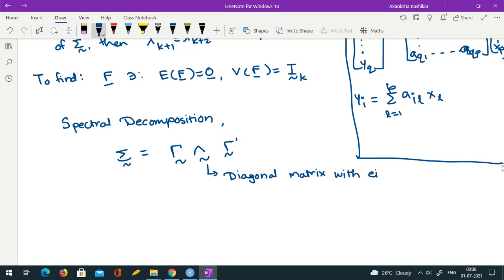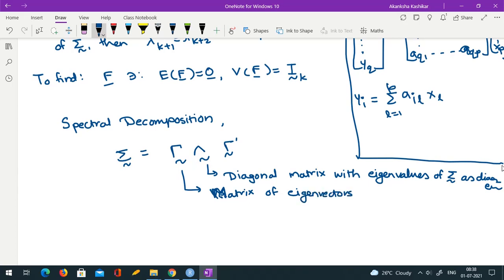Okay, this is a diagonal matrix with eigenvalues of sigma as diagonal entries, and this is a matrix of eigenvectors. So in this case, spectral decomposition tells me that I can write sigma as this. Now we have this additional information that eigenvalues starting from the k plus first eigenvalue are all 0.